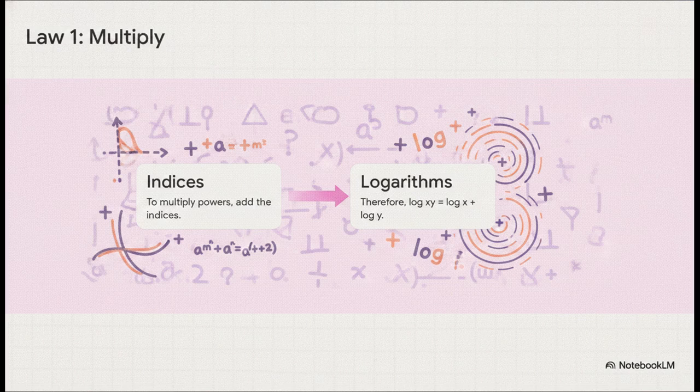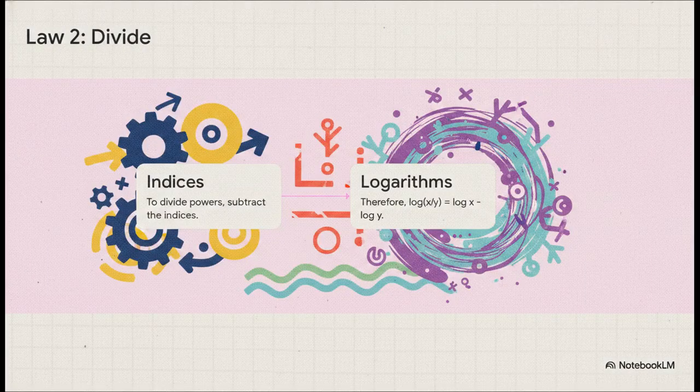It's really that straightforward. Moving right along to Law 2, the pattern completely holds up. Recall your indices again. To divide powers, you subtract the indices. So how does this translate to logs? Well, if you have division going on inside your logarithm, like the log of x divided by y, it splits apart into subtraction. Therefore, log of x over y equals log x minus log y. Just like that, a potentially messy division problem transforms into a super easy subtraction problem.